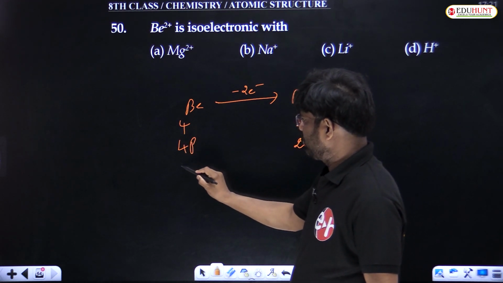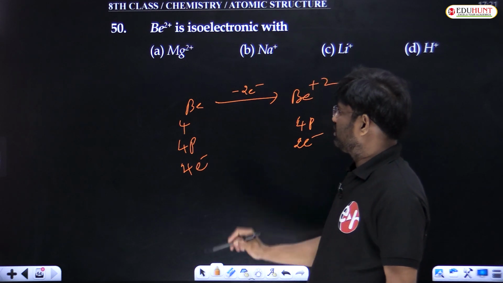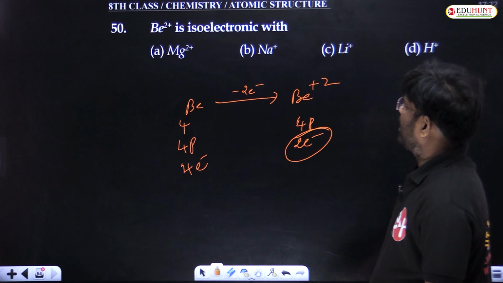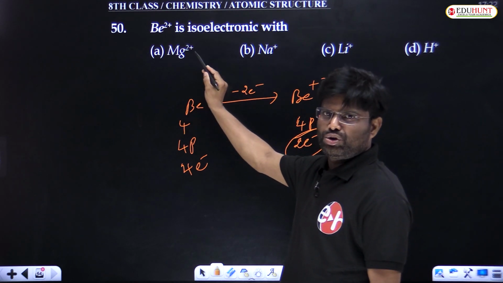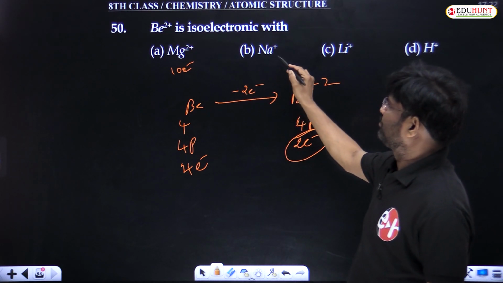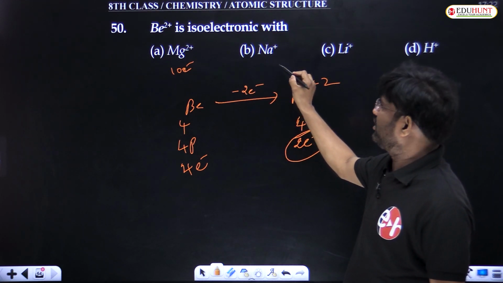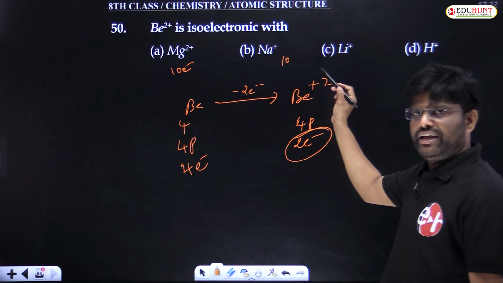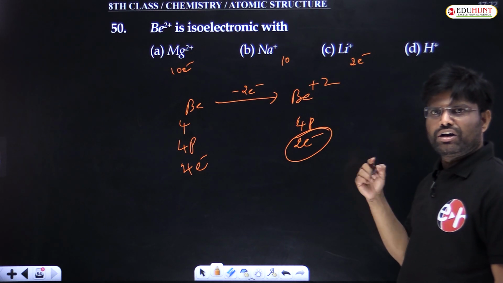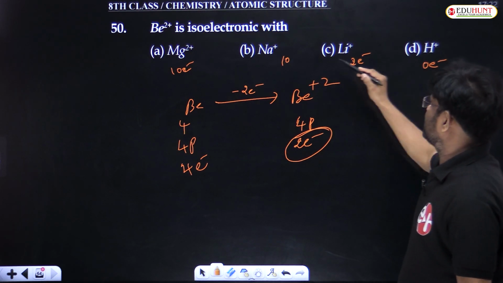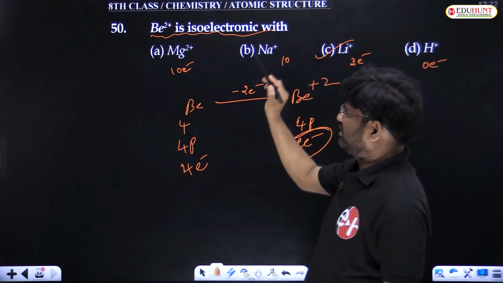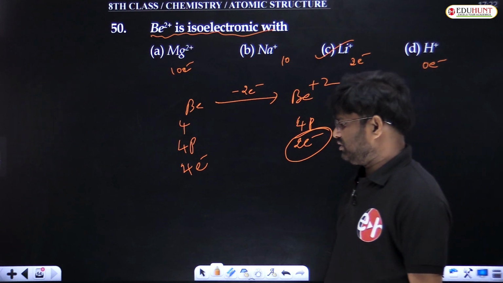4 protons, 4 electrons. Okay, now electrons how much? Beryllium plus 2, 2 electrons. Magnesium atomic number 12, remove 2, 10 electrons. Sodium 11, remove 1 electron, 10 electrons. Lithium 3, remove 1 electron, 2 electrons. H plus, hydrogen 1, remove 1 electron, 0 electrons. So the answer is lithium, option C. Beryllium plus 2 is isoelectronic with lithium plus, so the answer is option C.